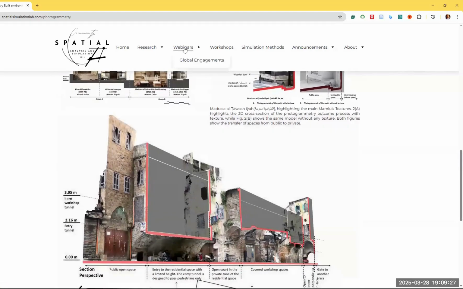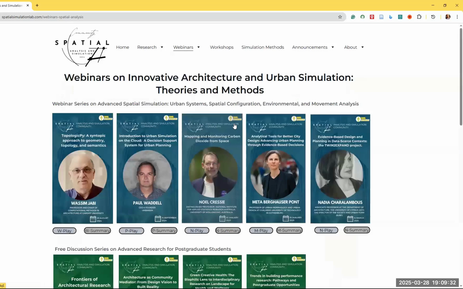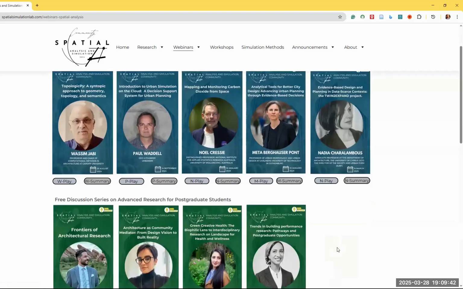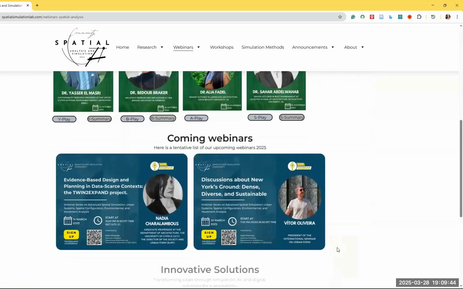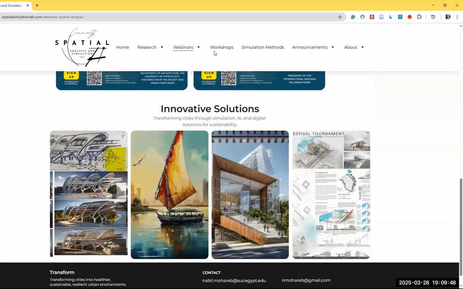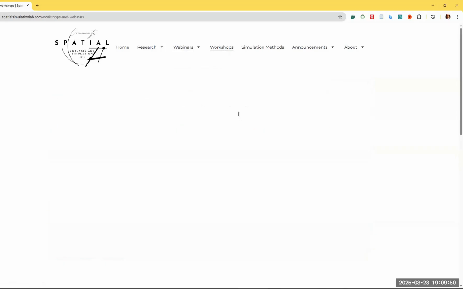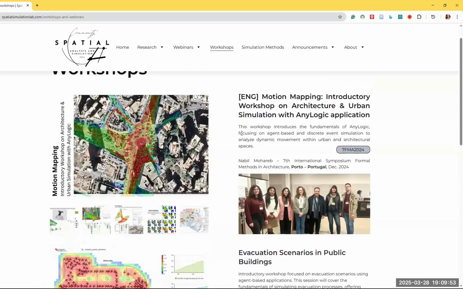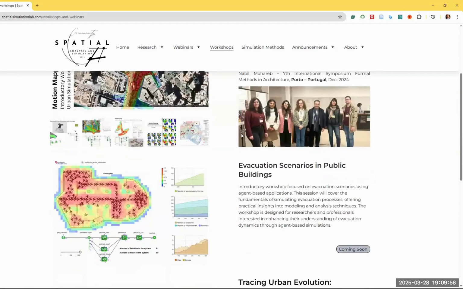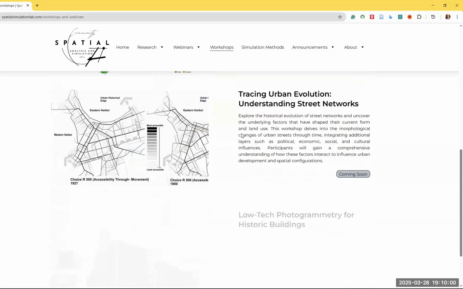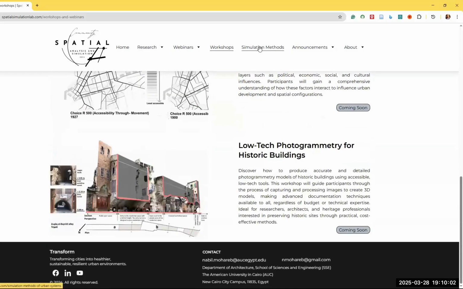and try to find patterns and comparative analysis between things. In addition, of course, we do have a series of webinars dealing with urban simulation with distinguished scholars throughout the globe. And actually, our young lab, we have just established in August 2024. So we have done some quite interesting research and activities. In addition, we do have workshops. The last one was in Porto, Portugal, in December 2024. And we do have other workshops dealing with evacuation scenarios, tracing urban evolution, and all of these issues.